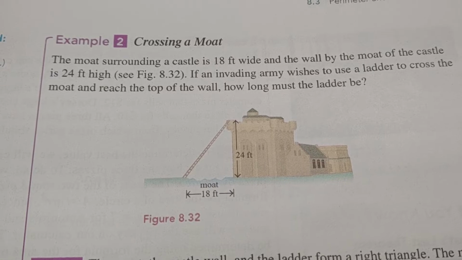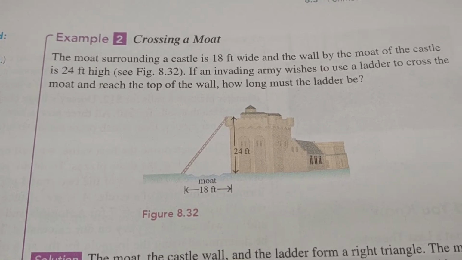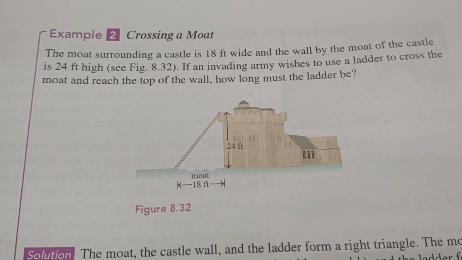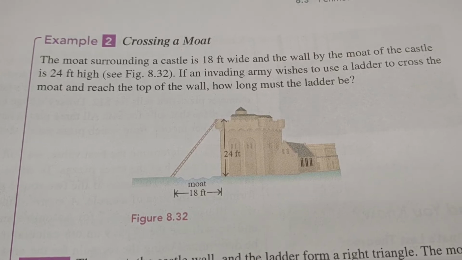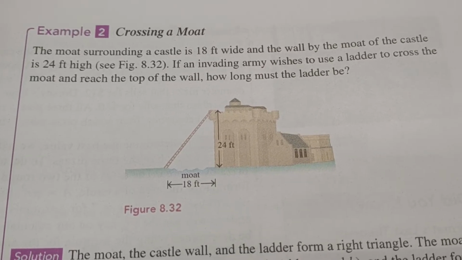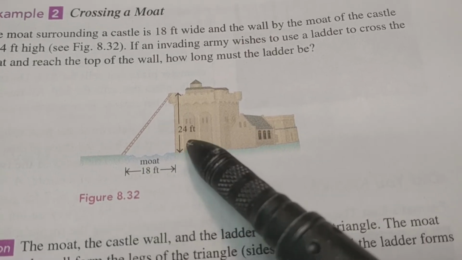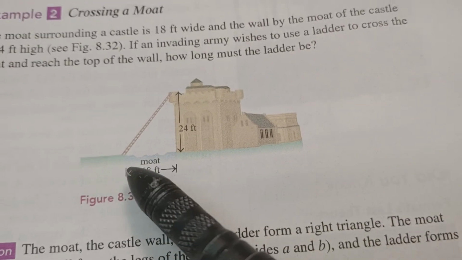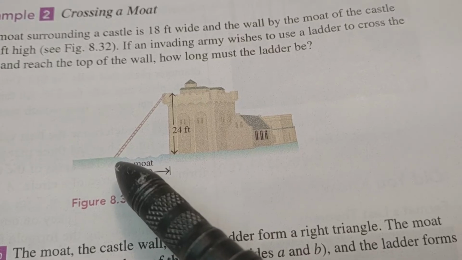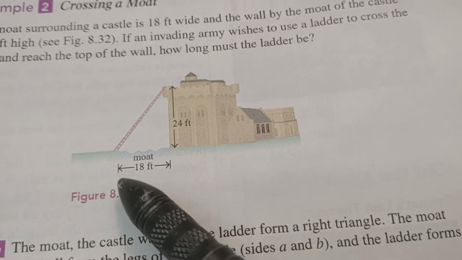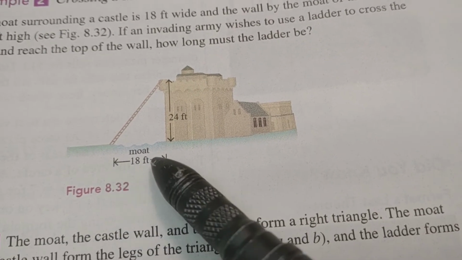If an invading army wishes to use a ladder to cross the moat and reach the top of the wall, how long must the ladder be? So what we know is that it's 24 feet high, and if we're going to set the ladder on dry land and try to get across the moat, it's got to be 18 feet.